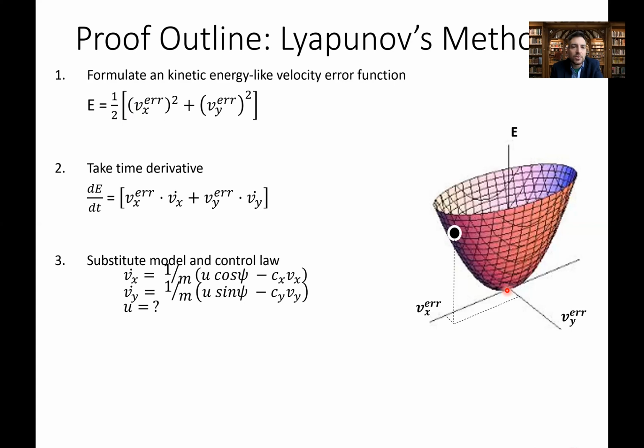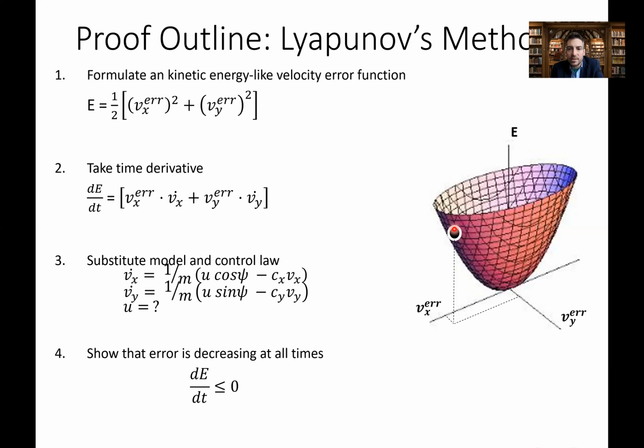And then I'm going to substitute my control law in there for the forces on the boat. Based on that, I'm going to have more specific expressions governing how the error changes and how that Lyapunov function, this kinetic energy-like function, changes. And then finally, the goal is to show that the derivative of the error is always negative, which means that the error is constantly decreasing. And if that happens, then you can prove that eventually it will get to 0.